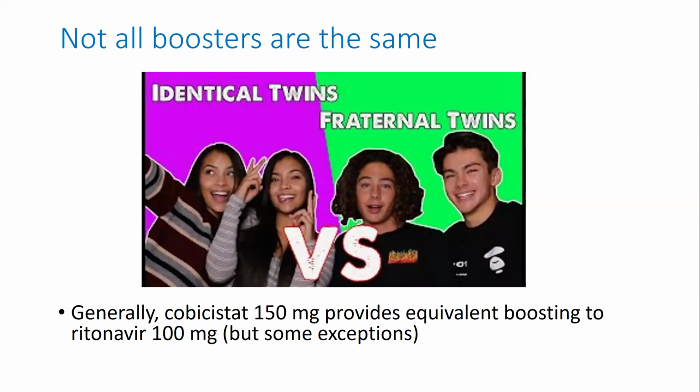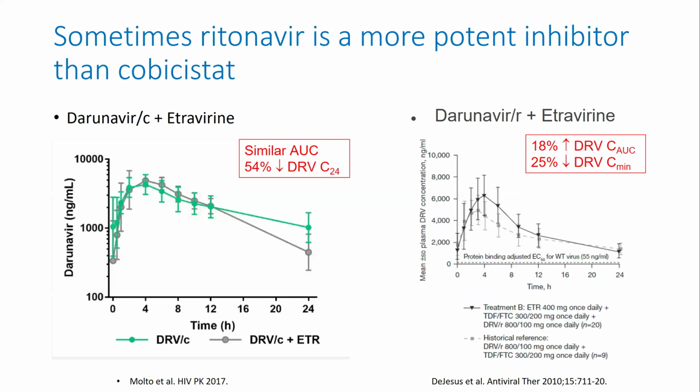Now, an important point I want to go over today is that although we think of cobicistat and ritonavir as being equivalent boosters for antiretrovirals, there are some differences. So I think of them more, instead of identical twins, more like fraternal twins. Sometimes ritonavir is a more potent inhibitor than cobicistat.